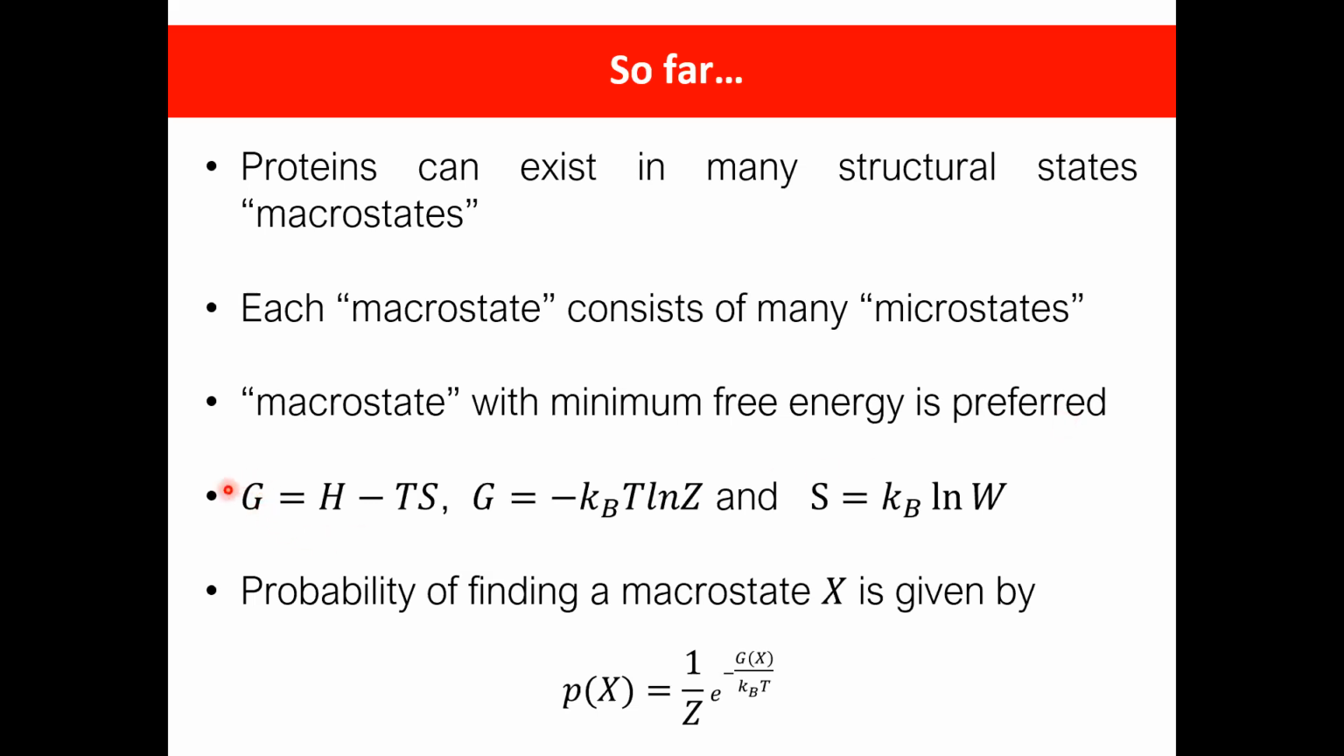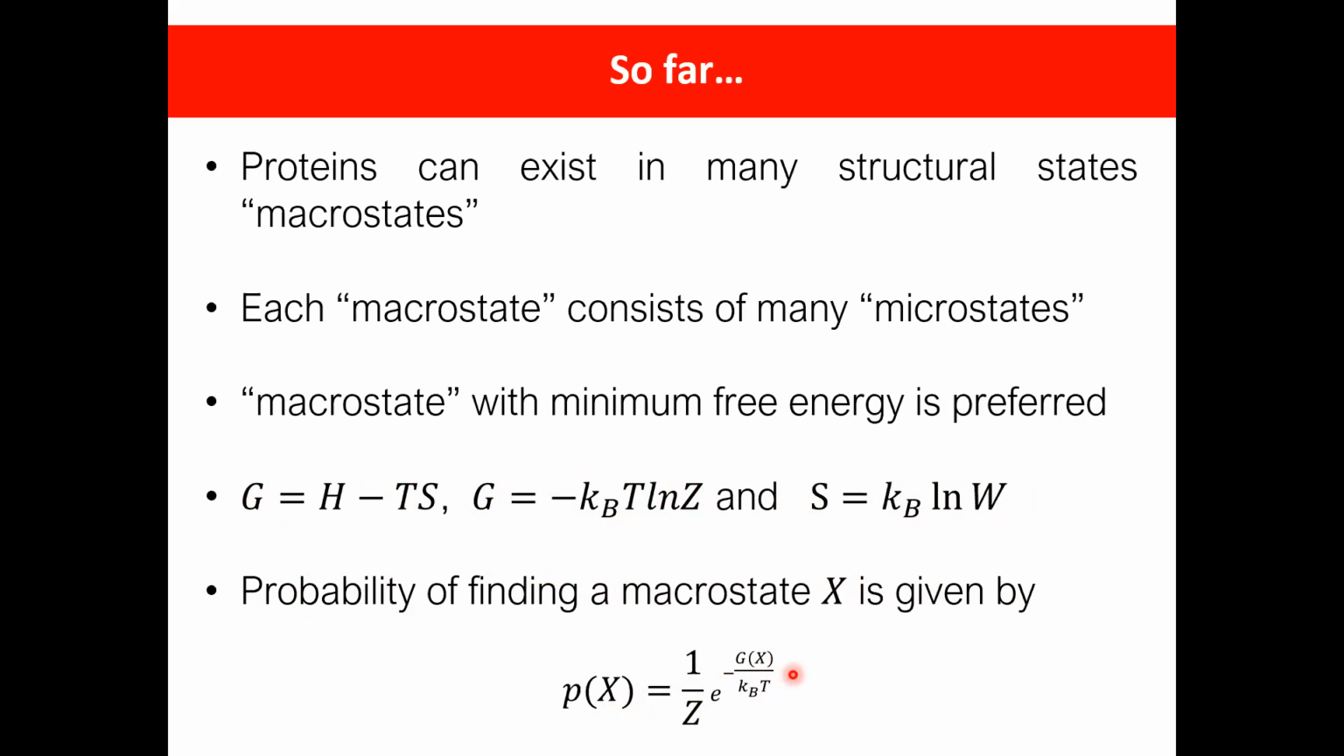So we have looked at the formula for the free energy. We have looked at the relationship between G and the partition function, and we have also looked at the formula for how to calculate the entropy. And what we have finally found is that the probability of finding a macroscopic state X is given by Px is equal to 1 upon Z e to the power minus Gx upon kBT, where Gx is the free energy of the macroscopic state.